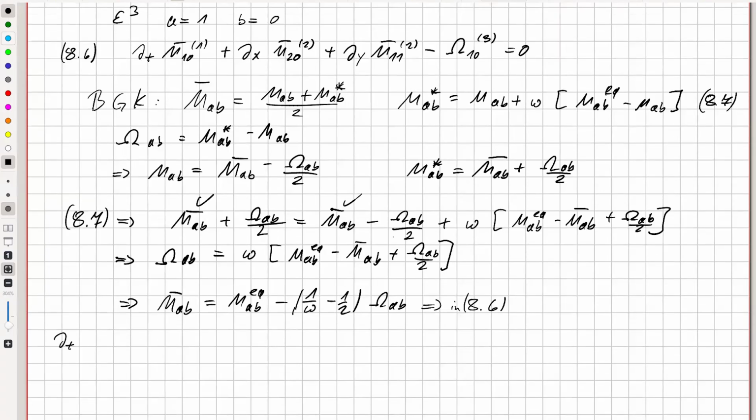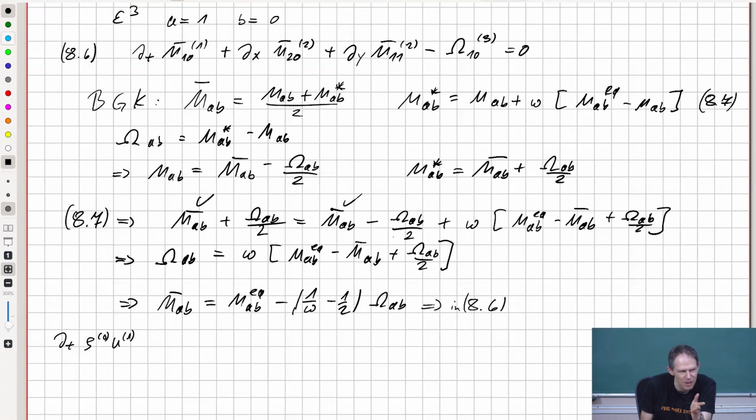So we have dt rho 0 u1. So this is the first moment to first order. I don't write the other version that we've just discussed again. So this is what is left.